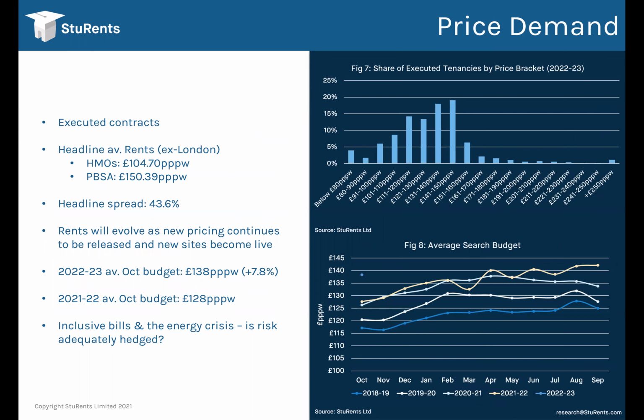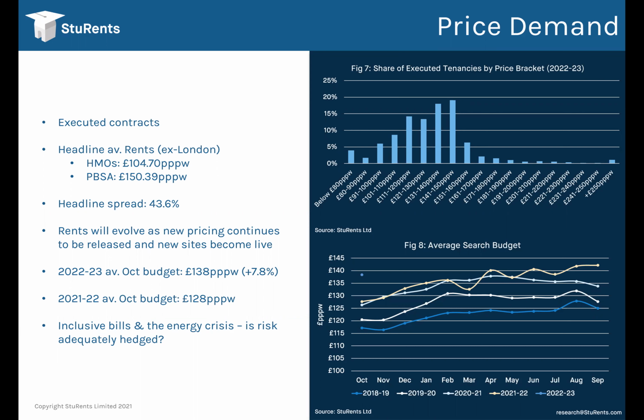Moving on, staying on the question of demand, but this time going into price in a little bit more detail. What we are able to leverage is our data that's collected via our PMS, our property management software, and that's reflected in figure 7. So what we're looking at here is executed tenancy agreements that are being executed via our system and the proportion of those for any given price bracket.